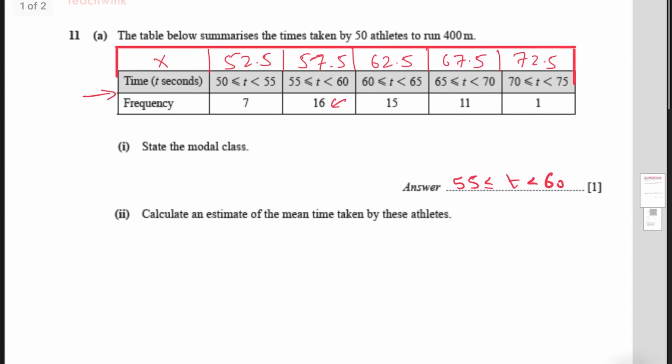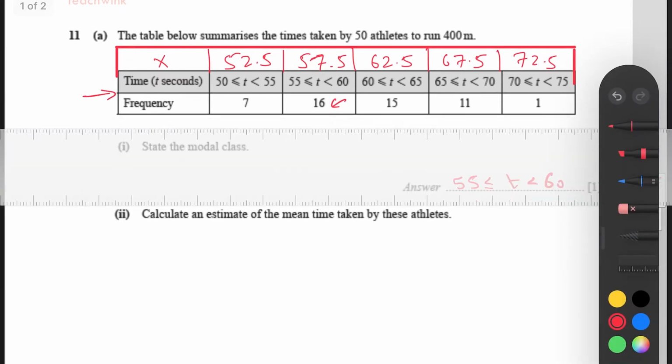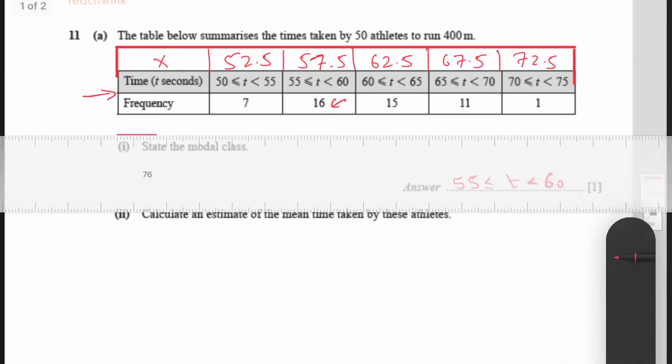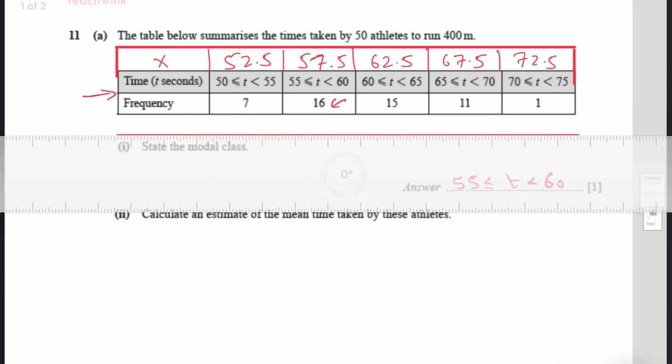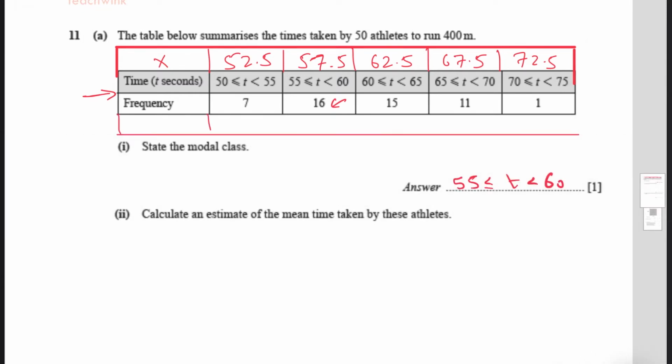The next thing that you need to do in order to find the mean is multiply these middle values with the frequency of each class interval. So you multiply 52.5 by 7 first. So you write fx because f times x. 52.5 times 7 gives us 367.5 in the first box. Then we do 16 times 57.5, which gives us 920 in the second box.